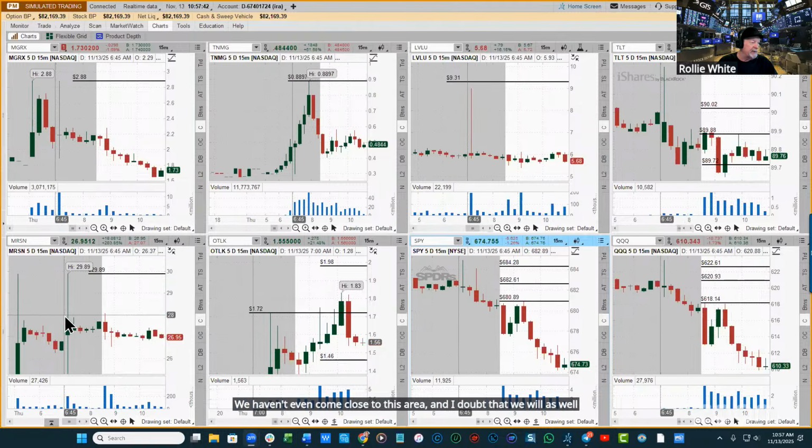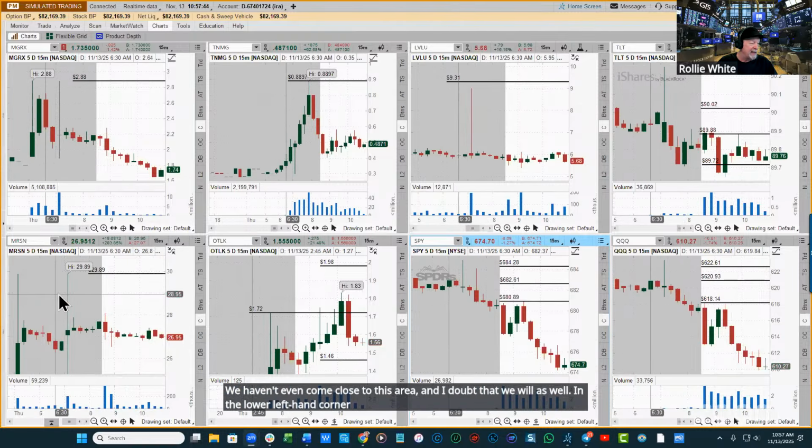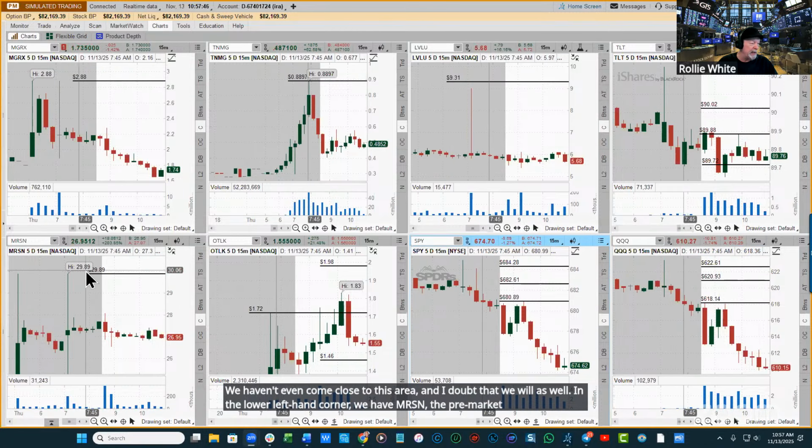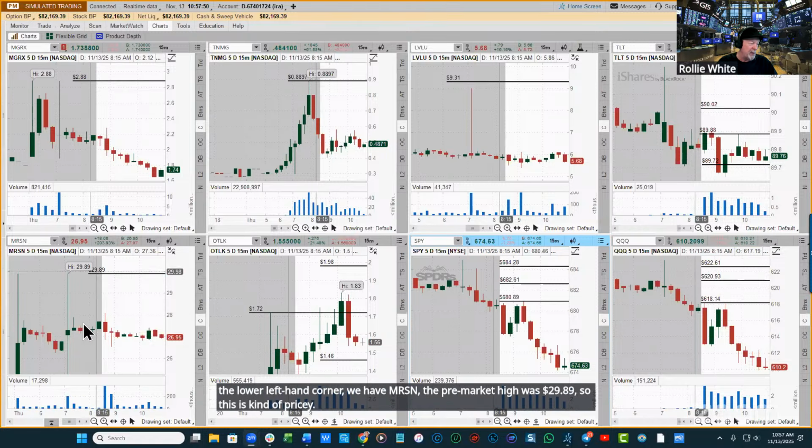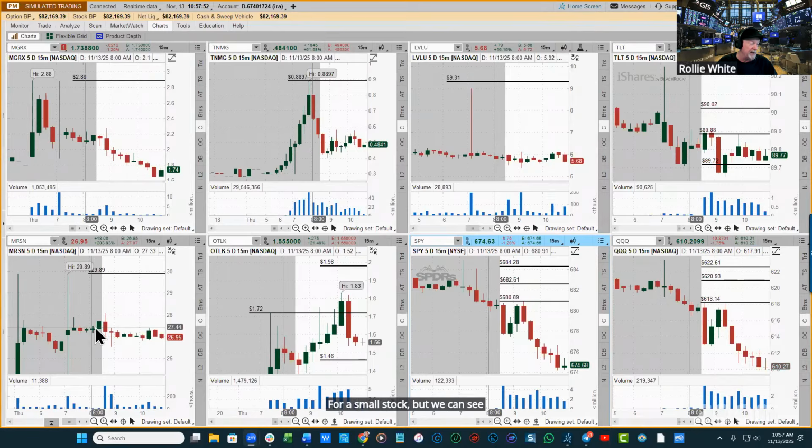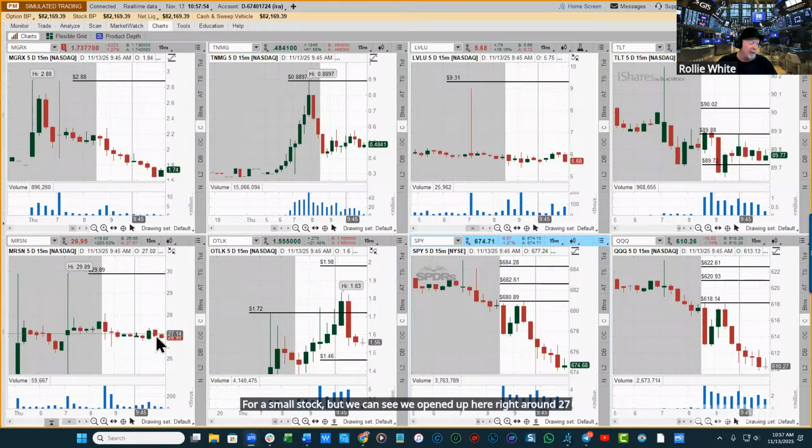In the lower left-hand corner, we have MRSN. The pre-market high was $29.89. So this is kind of pricey for a small stock, but we can see we opened up right around 27 and a half, and we've just been hanging there.